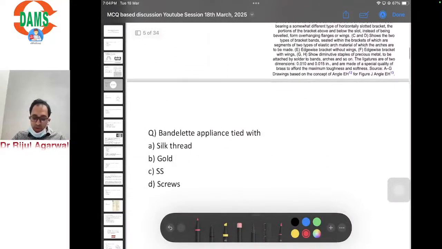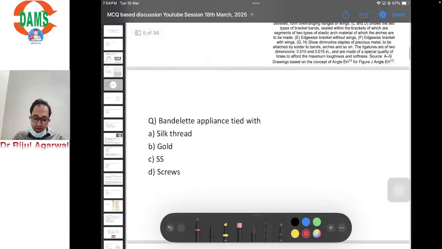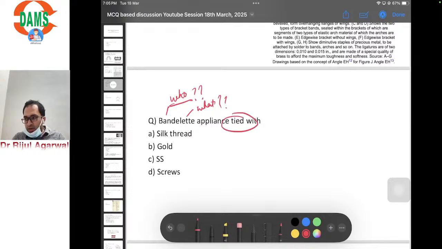Building on this very topic, the bandelet appliance is tied with. The options are silk thread, gold, stainless steel, or screws. There are two aspects. First, who gave this bandelet appliance, what it is, and lastly, what the appliance is tied with. Mind you, it is also a PYQ.